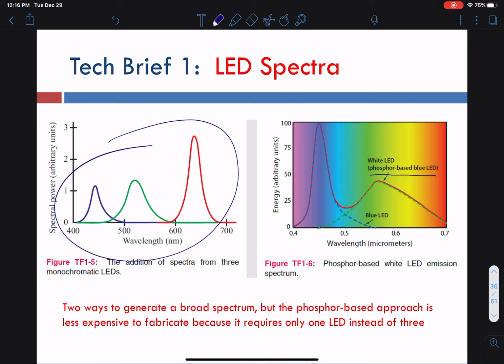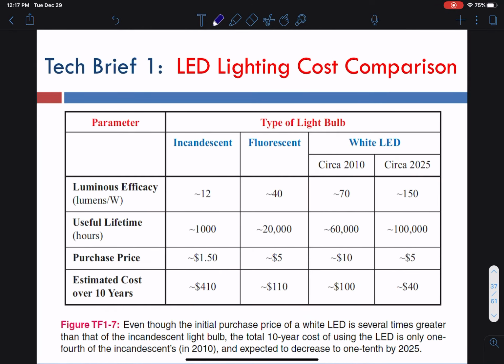But in reality, we do it with a phosphor-based blue LED. The blue LED emits blue light, and on the outside, in the LED encapsulant, we have phosphor powder particles. The phosphor powder particles absorb light from the blue LED and re-emit it as white light. That's why it's called a white LED with phosphor-based blue. That's a very economical solution to make a white LED out of a blue LED.